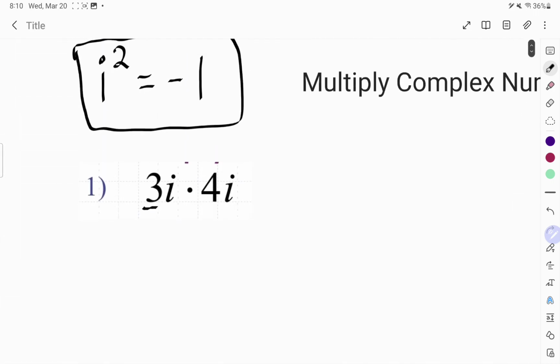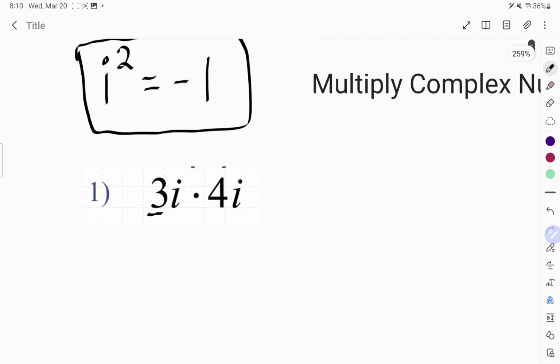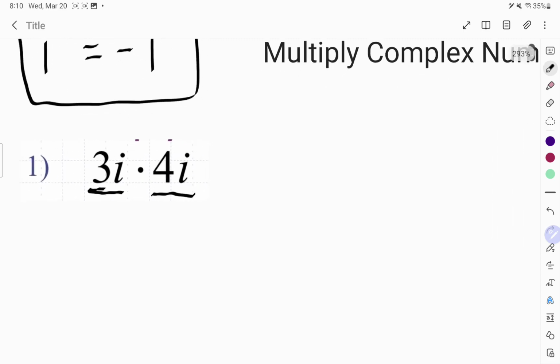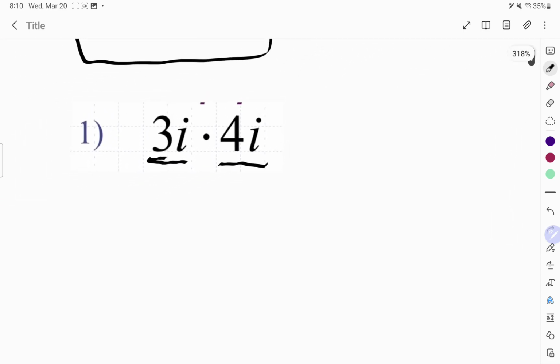But let's start with something very easy. We're just going to be multiplying imaginary numbers. So this is an imaginary number with another imaginary number. There's one specific rule that you just have to remember whenever you do this assignment: i squared is going to equal -1. Okay, just keep that in mind. Whenever you're multiplying imaginary numbers like number 1, all you have to do is multiply your coefficients first and then your i's second.